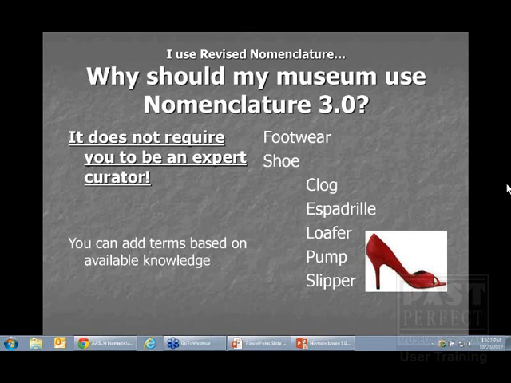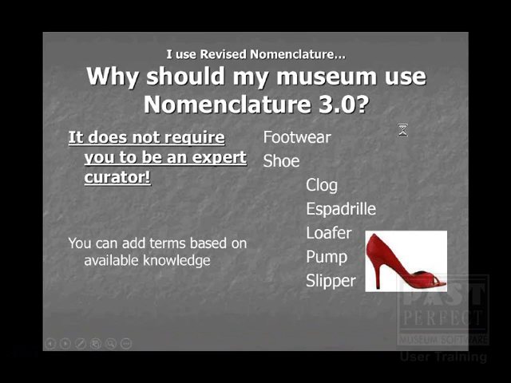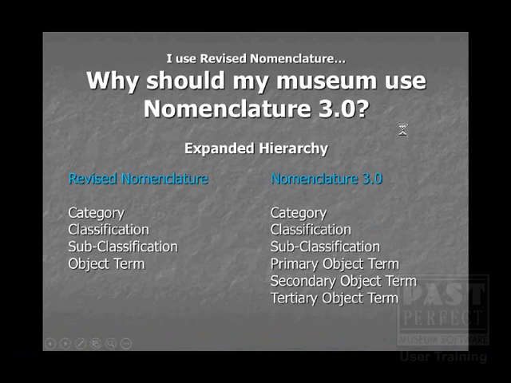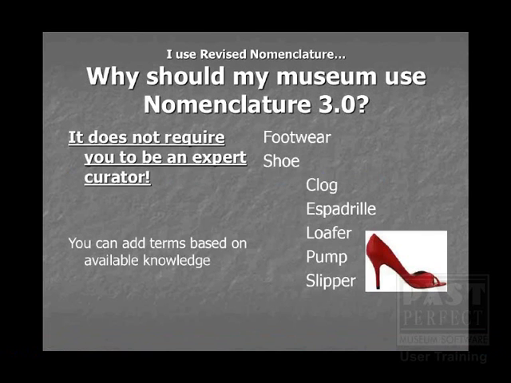Now, if you don't have any idea of what an object is or what the function of the object is, you can still catalog it. What you would do is select the object name of artifact unidentified. So then it's cataloged and it's organized, and at some point later you can have your curator or a contact expert come in and tell you what it is, and you can add the term later.